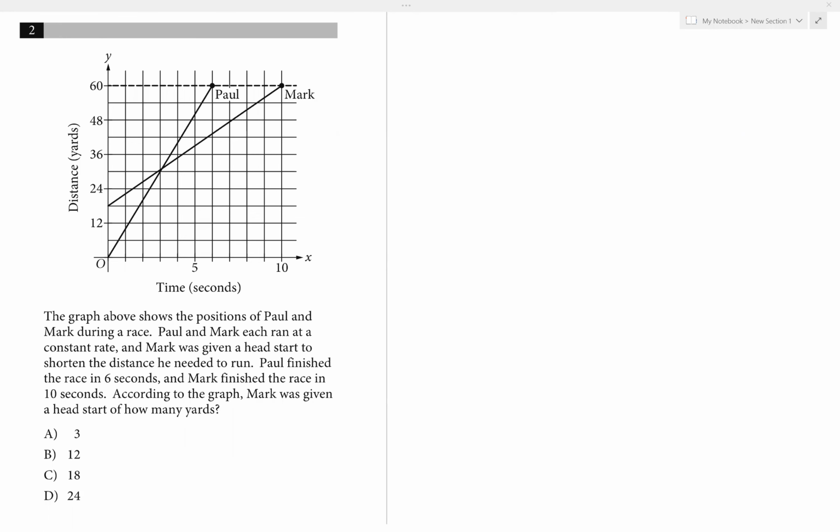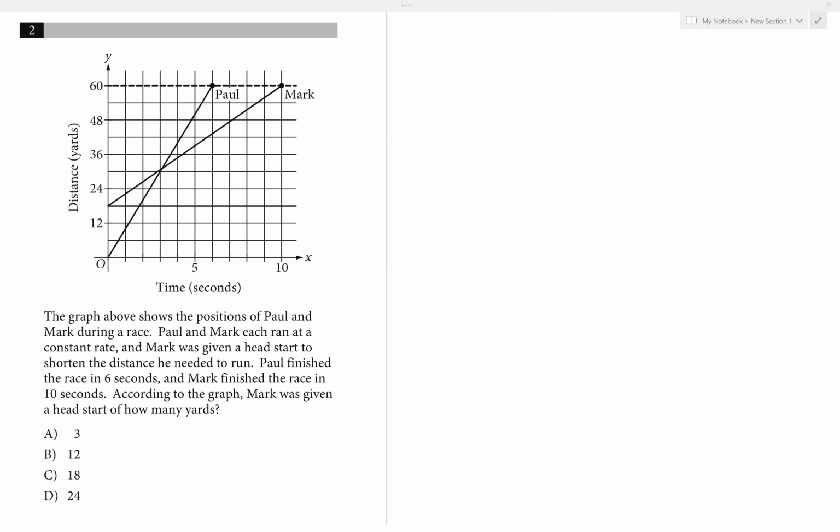Right, number two. The graph above shows the position of Paul and Mark during a race. Paul and Mark each ran at a constant rate, and Mark was given a head start to shorten the distance he needed to run. Paul finished the race in 6 seconds, and Mark finished the race in 10 seconds. According to the graph, Mark was given a head start of how many yards?